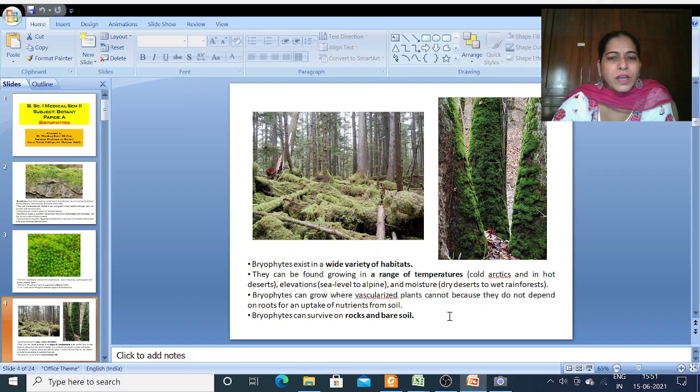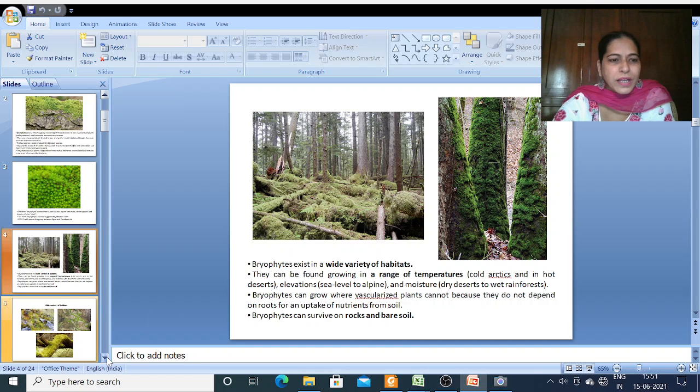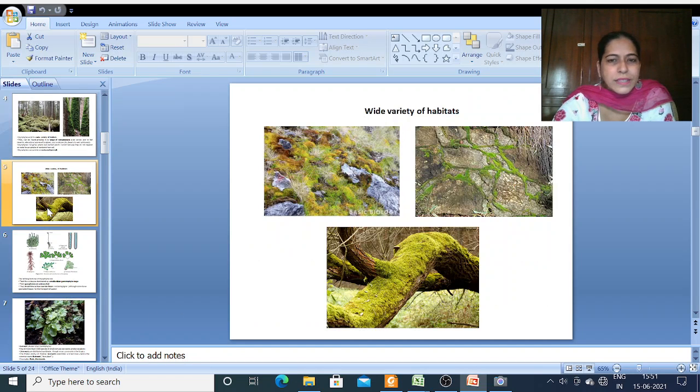They can grow where vascular plants cannot grow because they do not depend on roots for uptake of nutrients and water from the soil. They have rhizoids, and they can survive on rocks and bare soil as well. Here you can see in this picture they are growing very well on rocks, in the rock crevices. This is on the tree trunks.